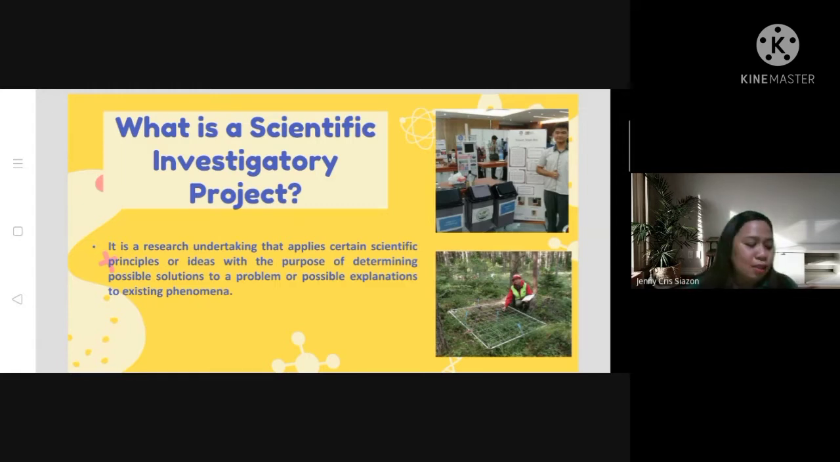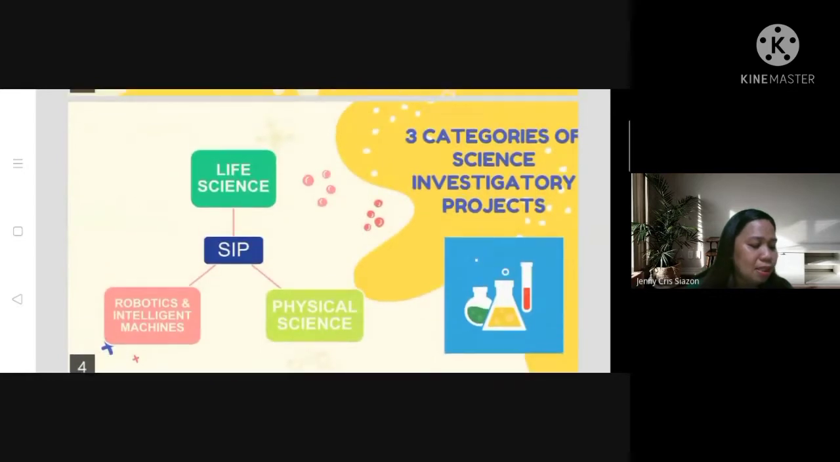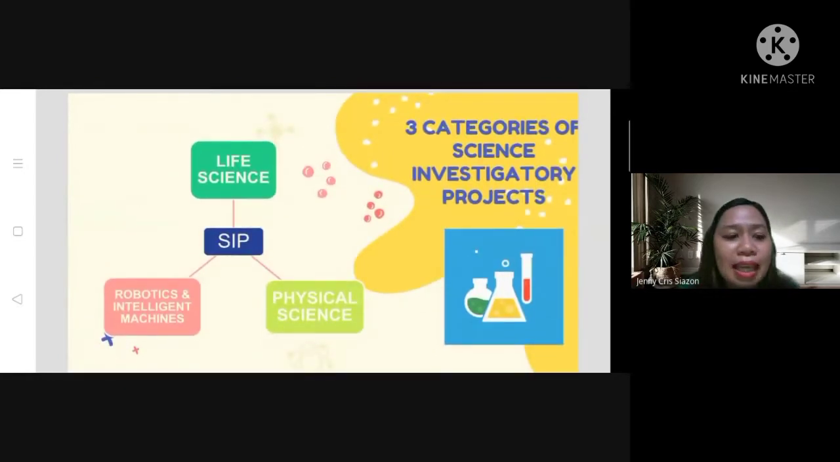Okay? So, this time around, let us move on to the 3 categories of science investigatory projects. There are 3 categories. The concepts of science lie on these 3 categories.